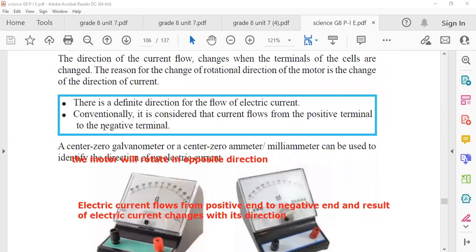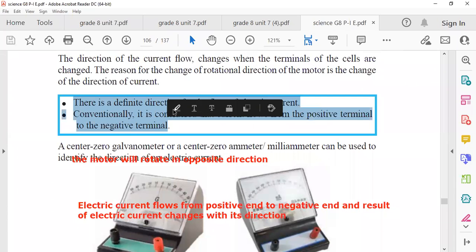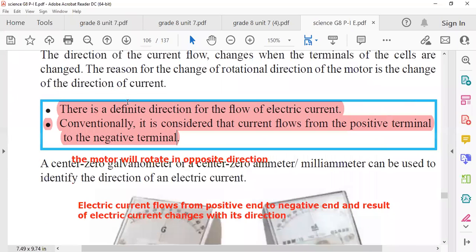What is the third question to you? What are the conclusions from this observation? Read the conclusion. There is a definite direction for the flow of electric current. Conventionally, it is considered that the current flows from the positive terminal to the negative terminal.